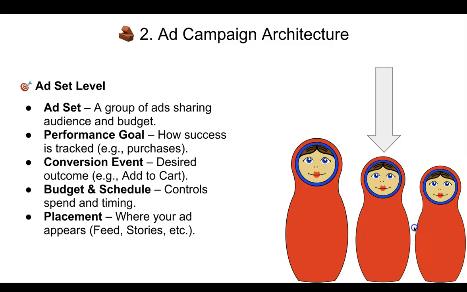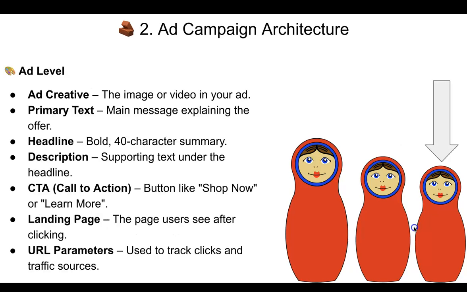And then we have the budget and schedule, which controls the spend and timing. And then we have the placement. So where your ad would appear on the platform. So do you want it to appear in people's feed or in the story, so on and so forth. All right. So next we have the actual ad level.